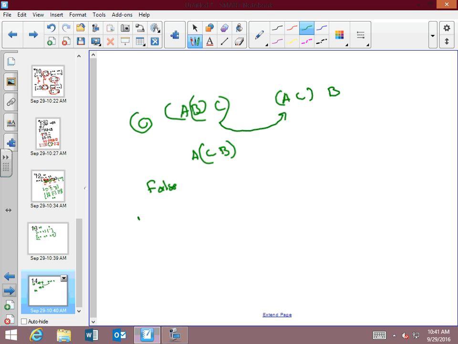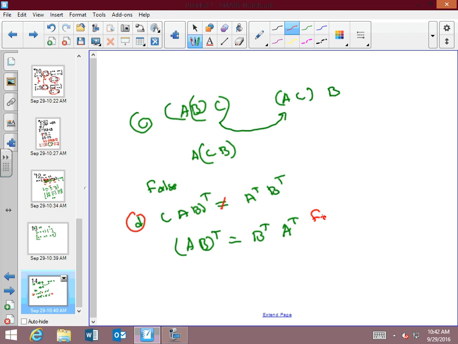And then that D part, where it says (AB) transpose equals A transpose B transpose. Well, look at that theorem. And what does that theorem say? It says (AB) transpose is equal to B transpose A transpose. So this is not true. So this is false.